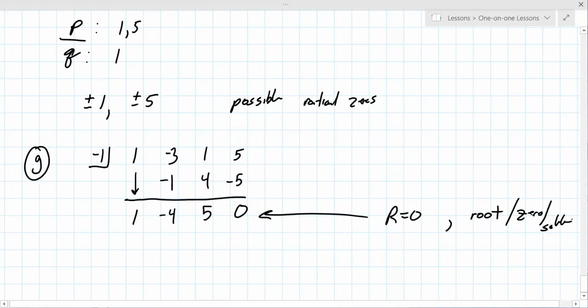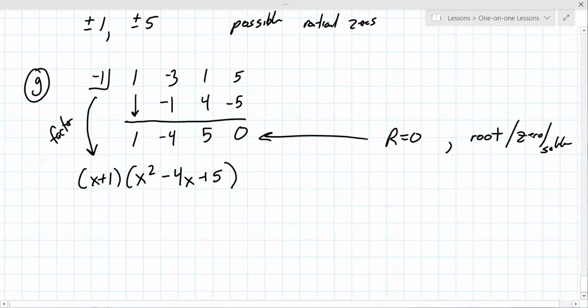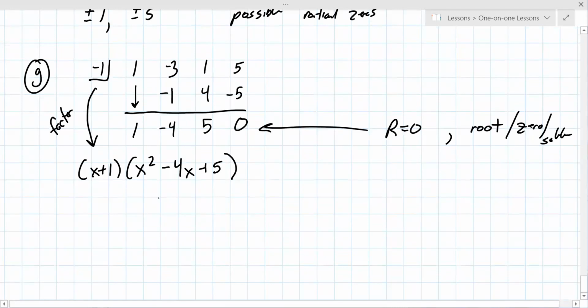Here's what that also means. It means that x plus 1 is a factor. That's what that tells you. What's left over is x squared minus 4x plus 5. Now you could try forever and you'll never be able to factor this. It's not factorable. So what do you do when something is not factorable? Quadratic formula. So guess what you get to do?